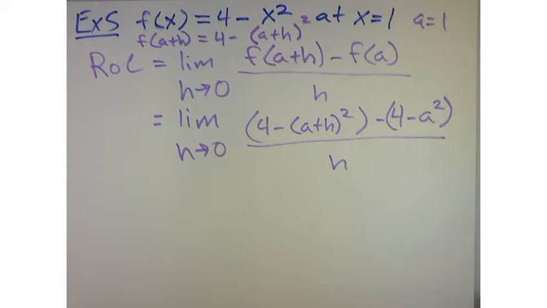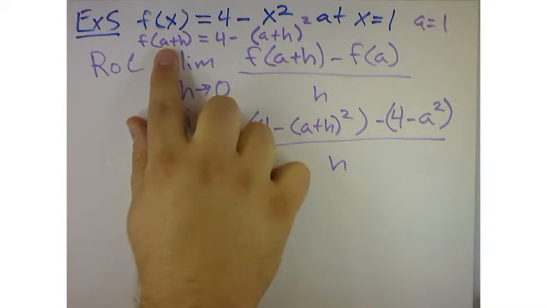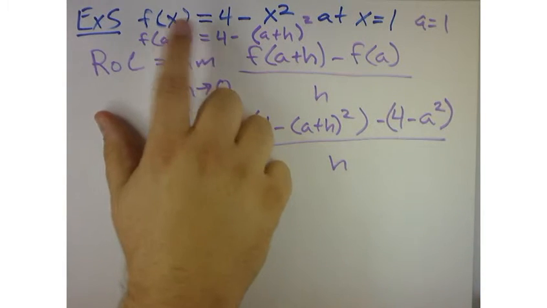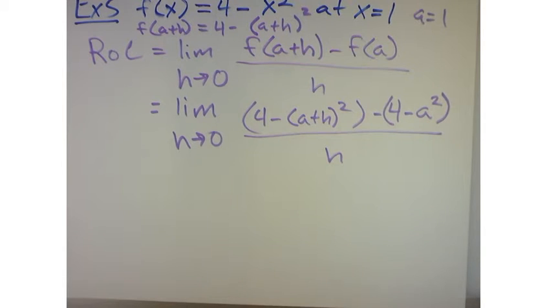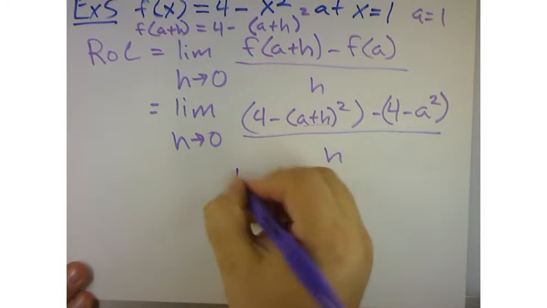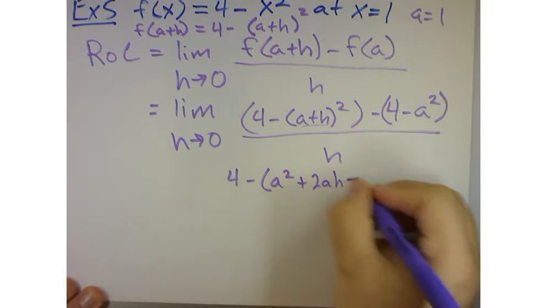Yeah, you just substituted. I just substituted. Wherever there was an x in the original equation, I put a plus h. And then I substituted again. Wherever there was an x, I just put an a. So a equals 1, h equals 0? Well, at some point, we'll plug the 1 in for a. Yep. And the same for h. So now, if I expand this, I get 4 minus the quantity a squared plus 2a times h plus h squared.